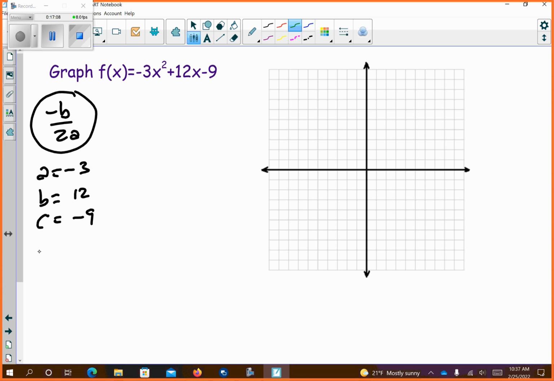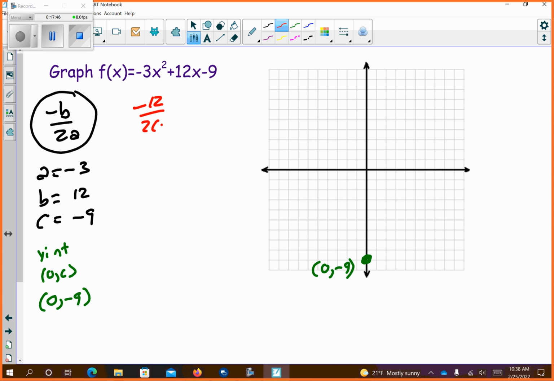Okay. Let's do the y-intercept just because we can. 0, comma C. So what's the y-intercept, friends? 0, comma negative 9. So 0, comma negative 9 is down here. And again, that does not always become a real important point for us. It's just another point that exists. Our pattern graph might fall on it, which is great, but it might not, and that's okay.